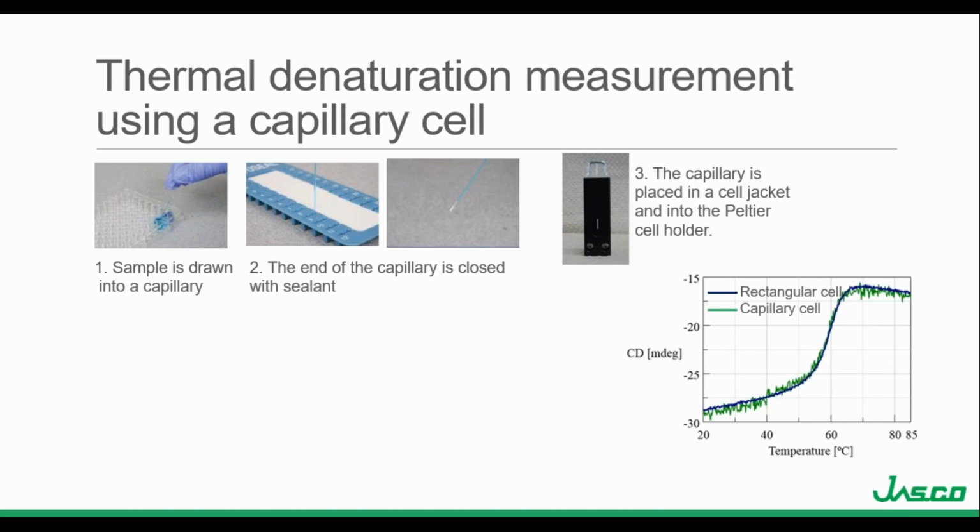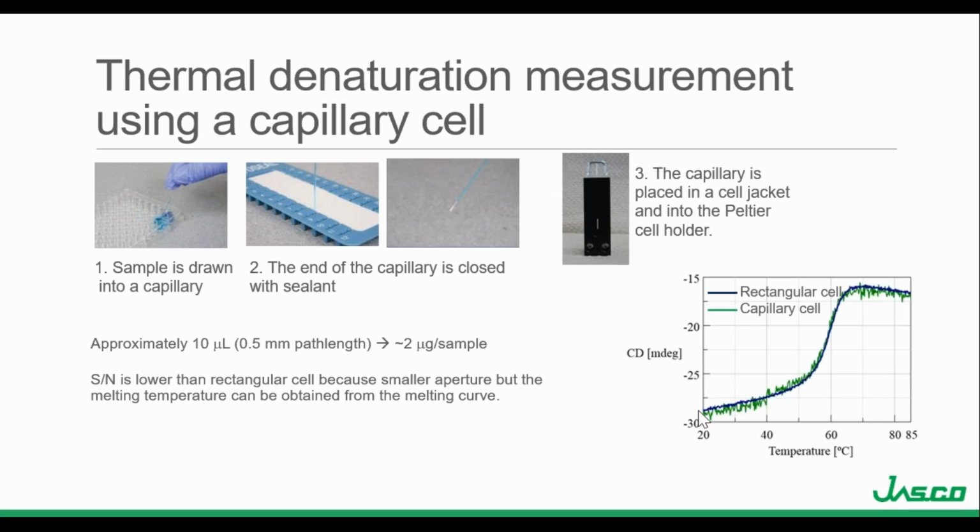If you're interested in microsampling and doing thermal studies, we have a capillary cell and cell jacket holder, which has a 0.5 millimeter path length and holds roughly 10 microliters of sample, or roughly 2 micrograms of sample. So how this works is sample is drawn into this capillary cell, and the end of the capillary cell is sealed with sealant. And this blue would be the liquid that was sucked up by the capillary cell, and the white is that sealant. And then that capillary cell is placed in this cell jacket, which is then placed into a Peltier, either the single or multi-position Peltier cell holder.